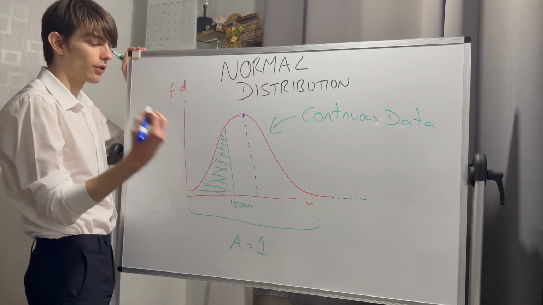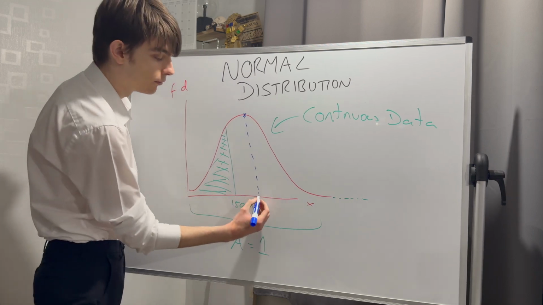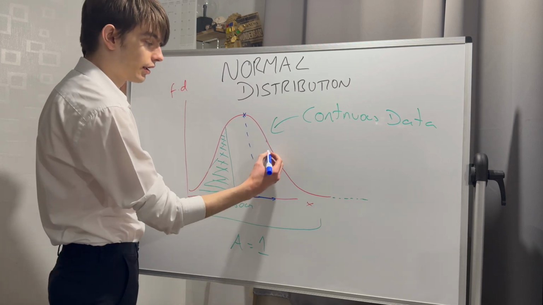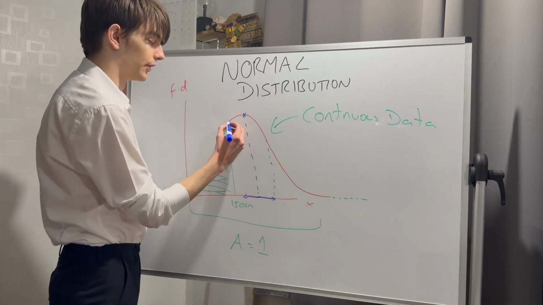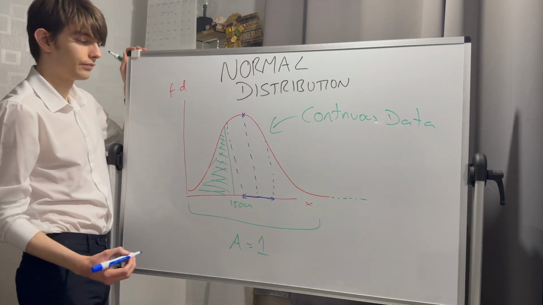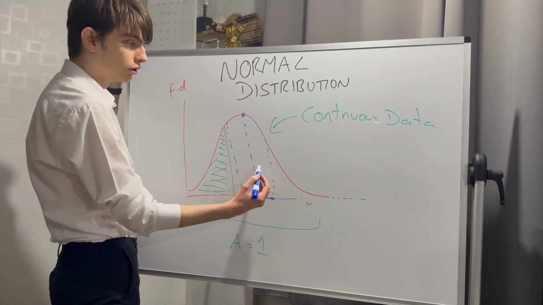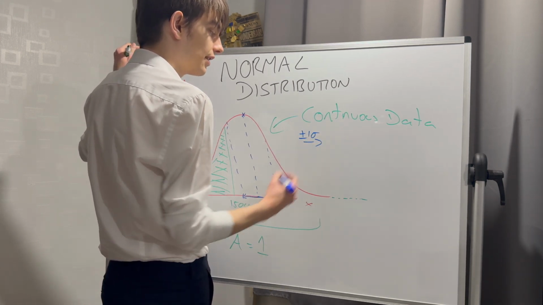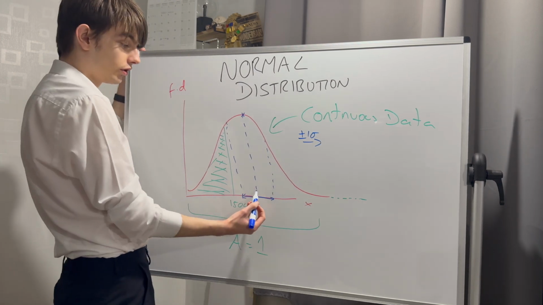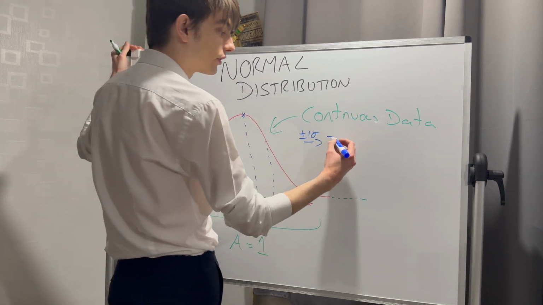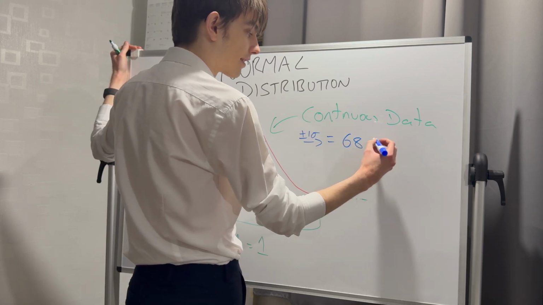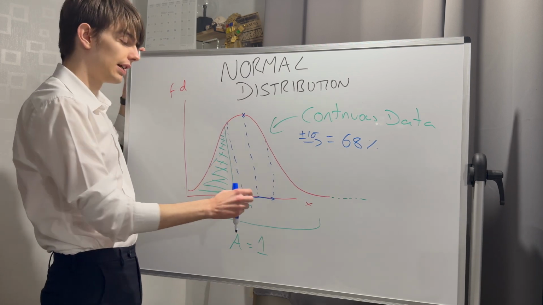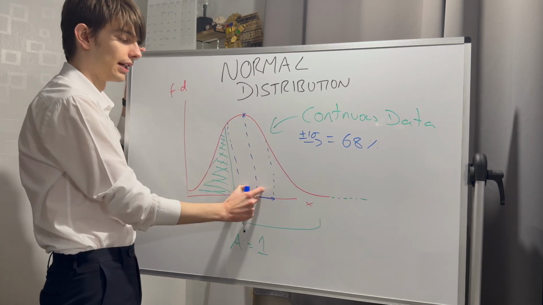If I calculate a standard deviation and I move it to the left or the right of my mean, then something very particular happens in a normal distribution. The area plus or minus one standard deviation away from the mean, so here or here, will account for about 68% of all of the data in the system, every time. 68% of the data will be here.